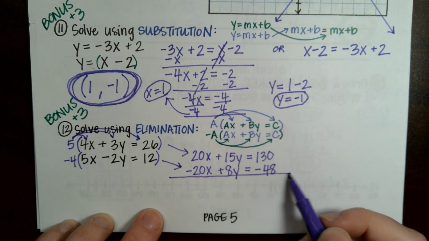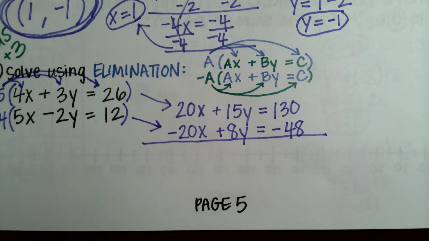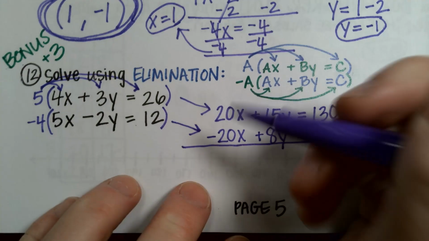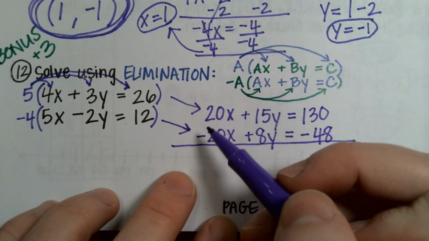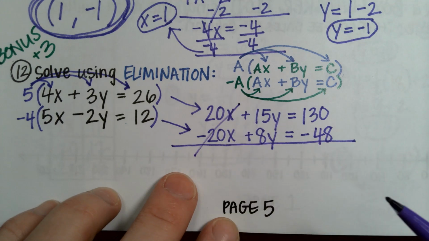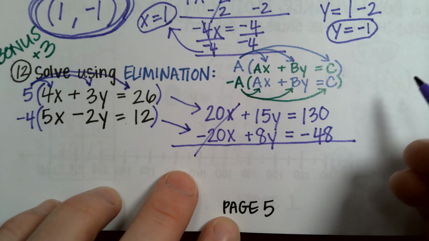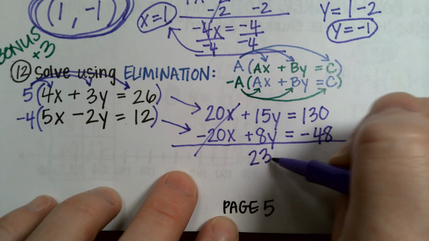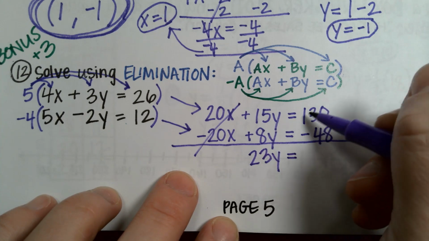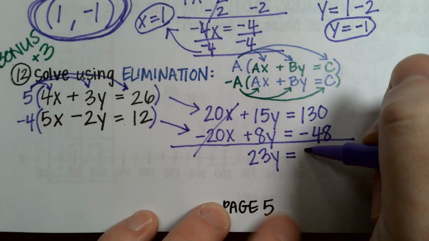Okay, so now that we have our distribution done, we have these two equations stacked on top of each other, and we are going to solve this like we are solving an addition or a subtraction problem. So what is 20x minus 20x? 0. So we got rid of x. What is 15y plus 8y? 23y. We'll bring down our equals. And then what is 130 minus 48? 82.